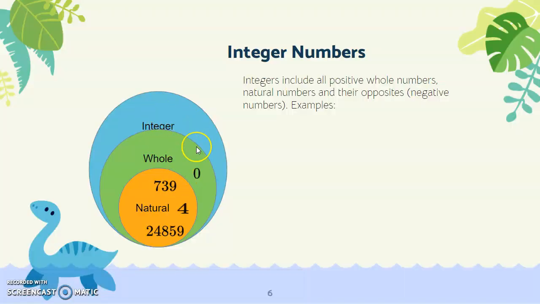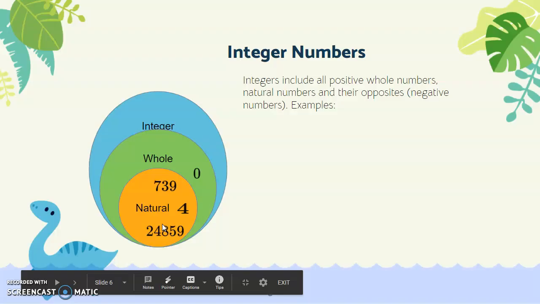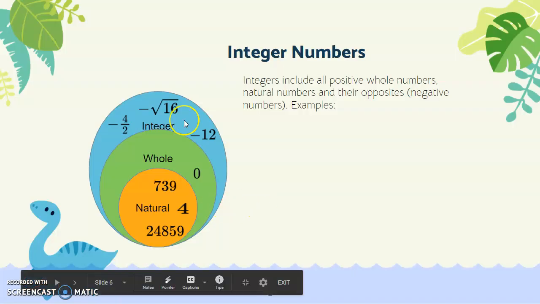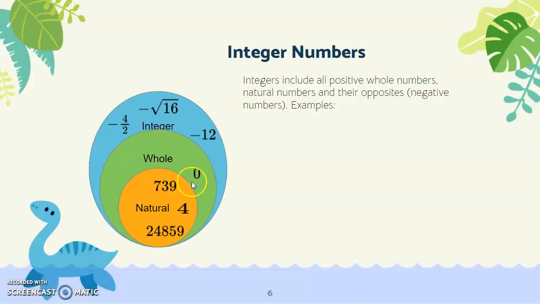Then we go even further into integers. Integers includes all the positive whole numbers, all the natural numbers, and their opposites, aka the negative numbers. Examples could be negative 12, negative square root of 16. Square root of 16 breaks down to 4, so it ends up being negative 4. And then negative 4 over 2, 4 divided by 2 breaks down to 2, so it becomes negative 2. Integers, again, includes the whole numbers and the natural numbers because they're inside that circle.